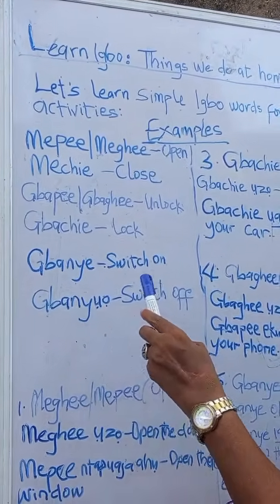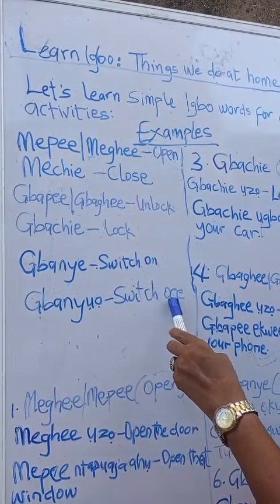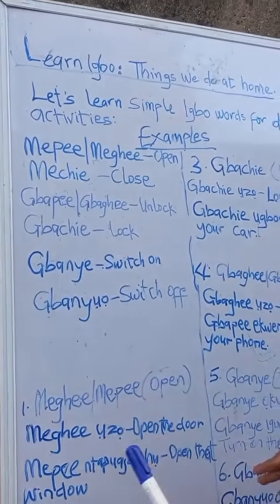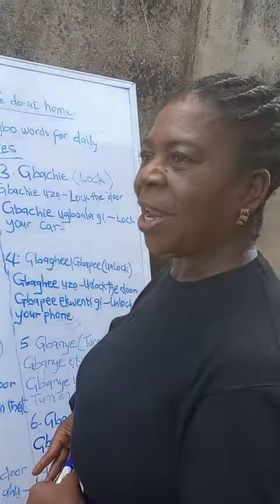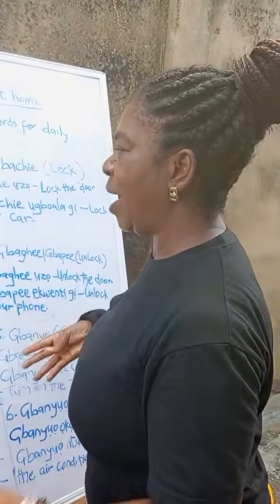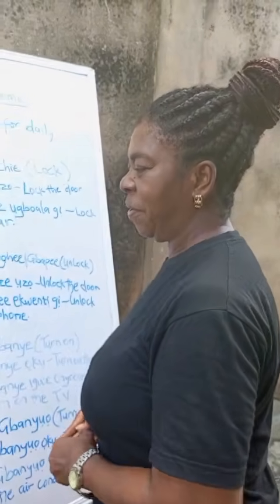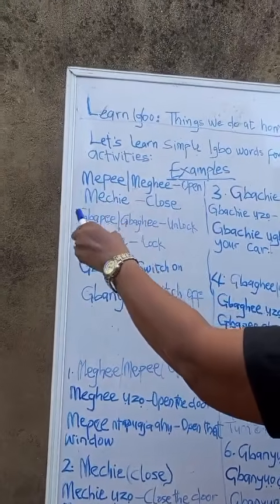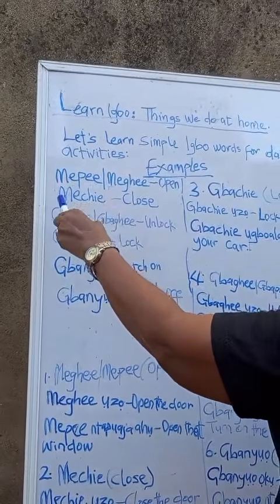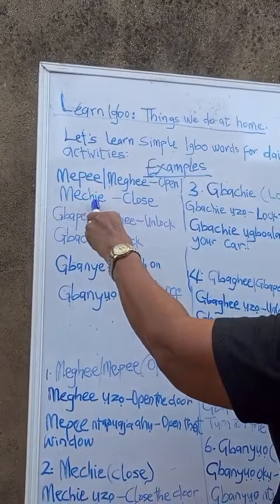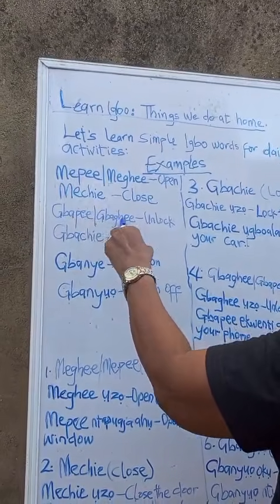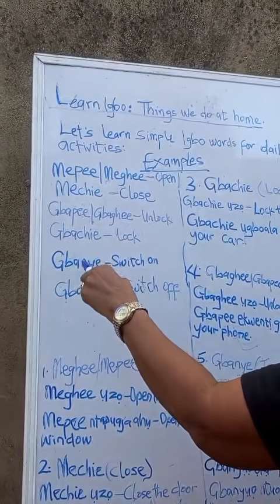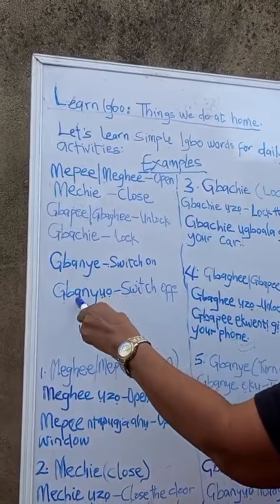Gbanyụọ, switch off. So these are the Igbo words we use every day in the house or anywhere you might find yourself. So they are mainly words and opposite, like mepe is opposite of mechie, gbape or gbaghe opposite of gbachie, and then gbanye opposite of gbanyụọ.